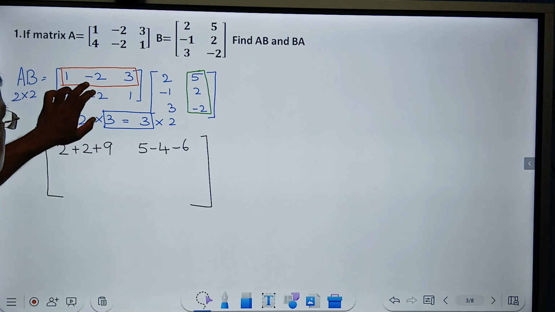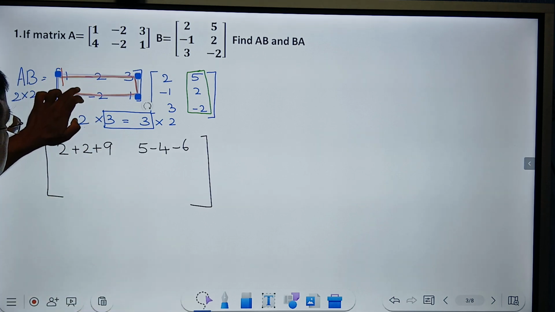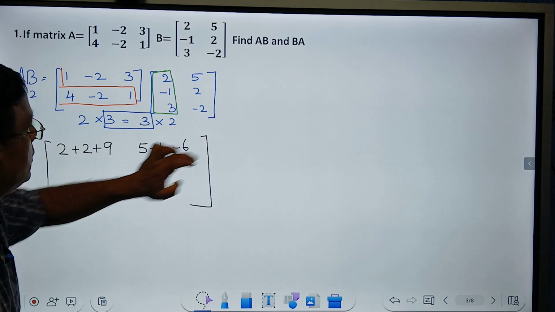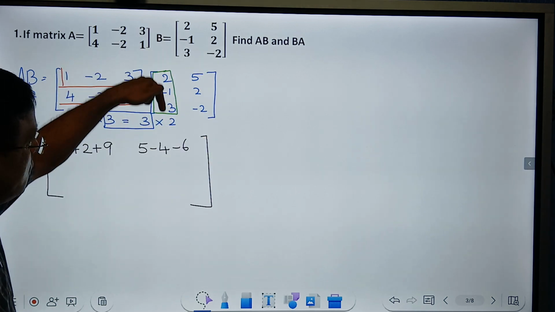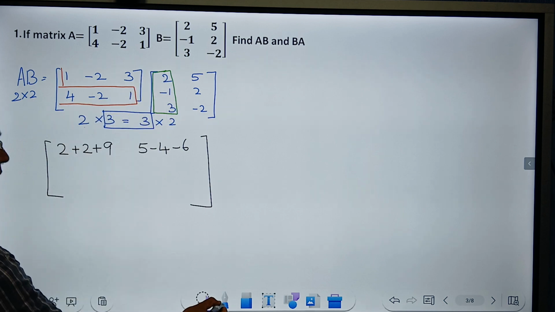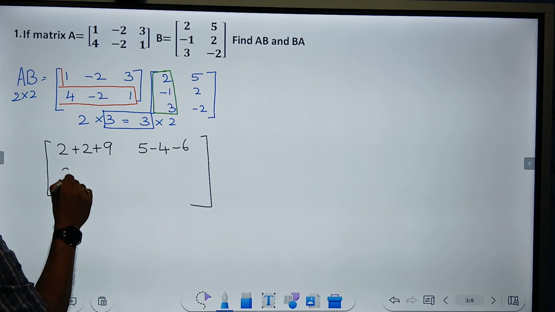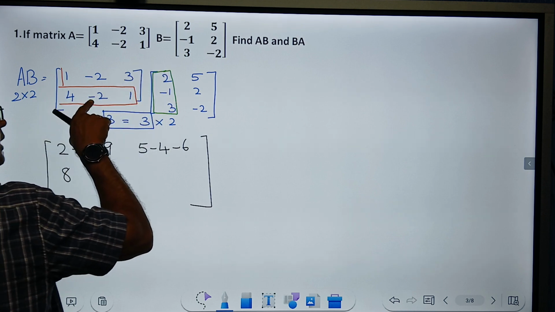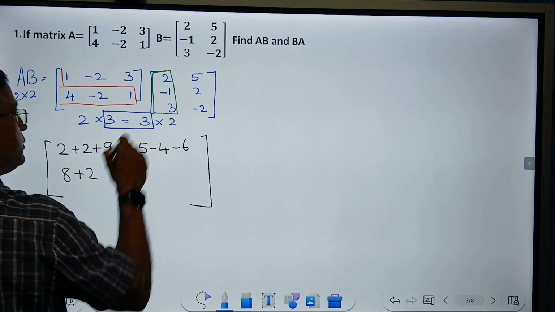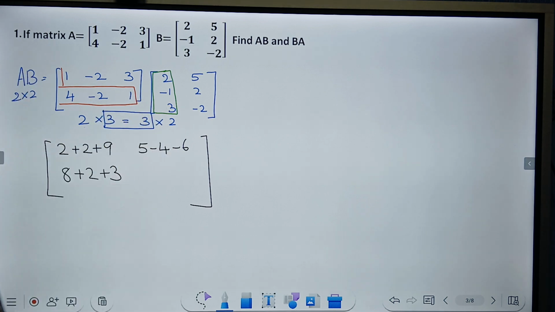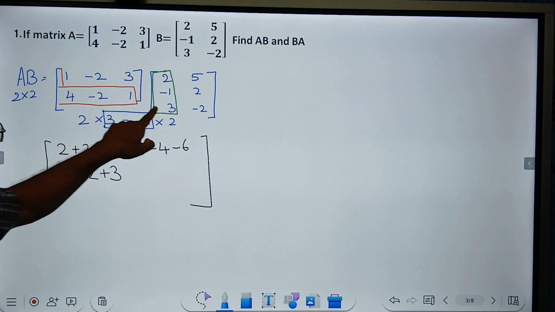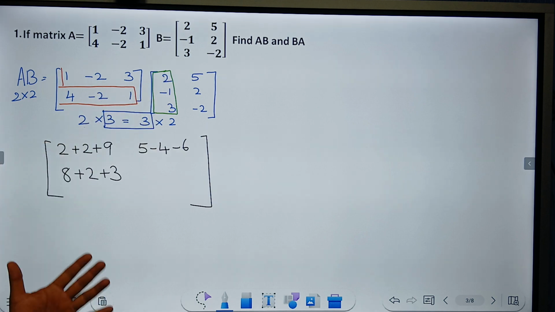Now go to the next row and bring this back to first column. Second row, first column. What is second row, first column? 4 2s are 8. Minus 2 minus 1 plus 2. 1 into 3 plus 3. 8, 2 plus 3. Clear?